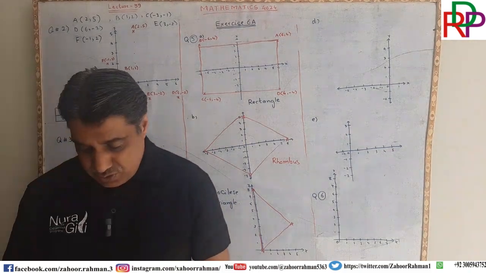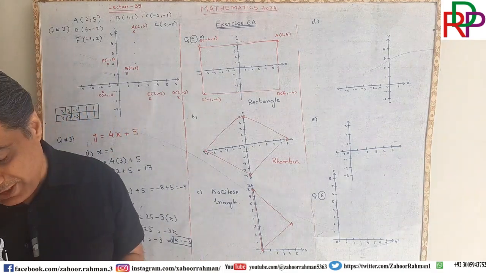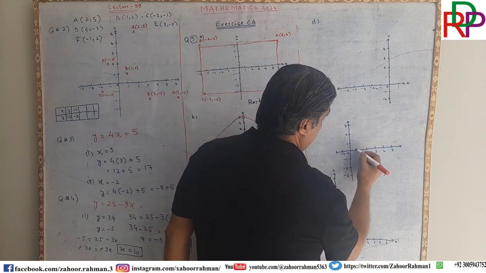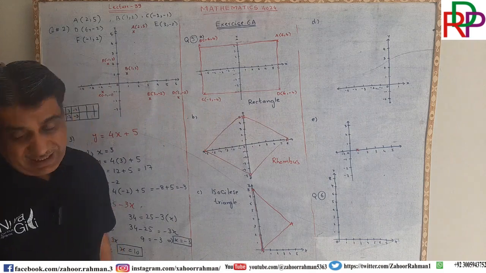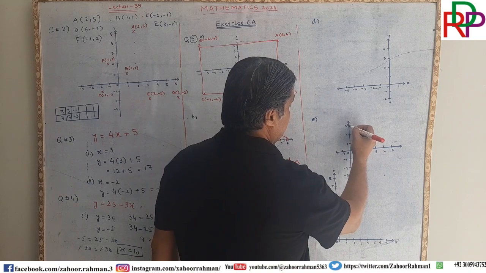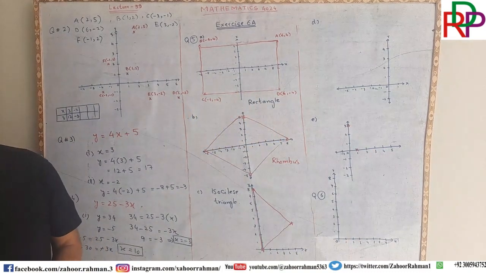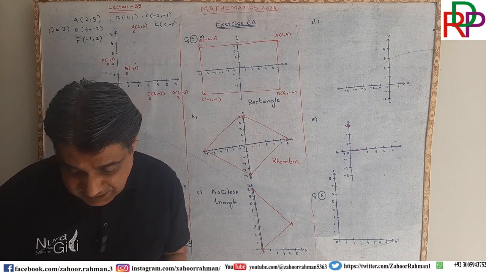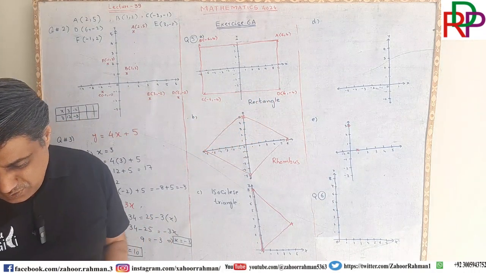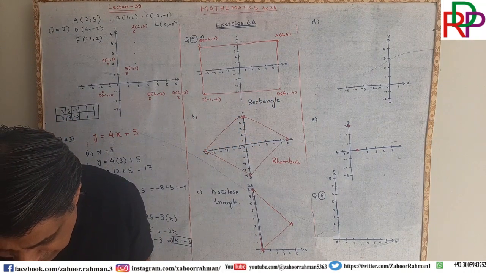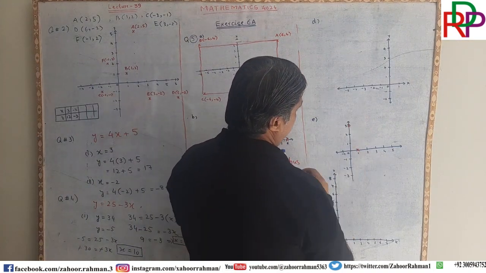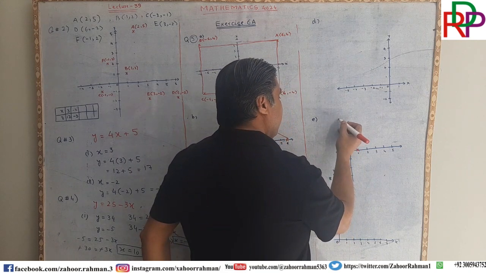Now we are going towards another one, and that is D. 4 points again are given. The first one is 1 and 0. So this is the point. 1 and 0. The second is 0 and 3. 0 and 3. So this is the point. The third one is minus 1 and 4. So minus 1 and 4 will be somewhere here.